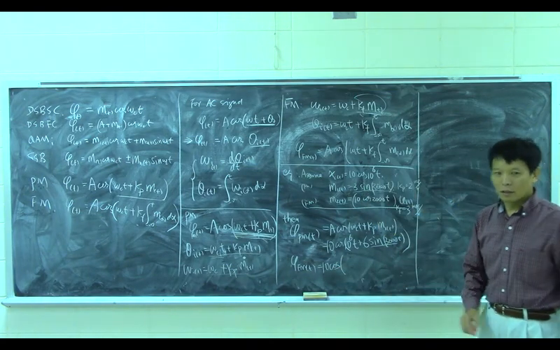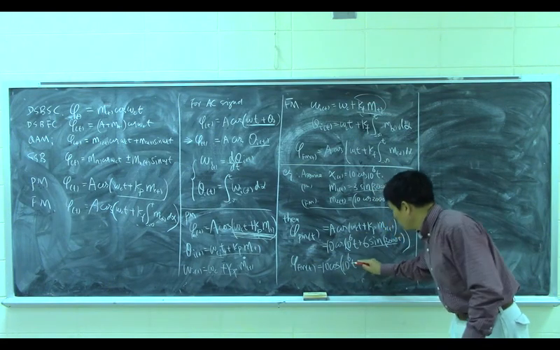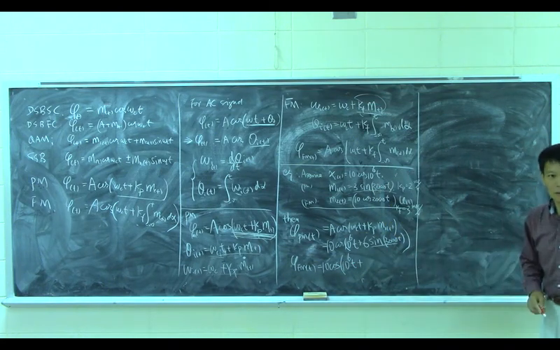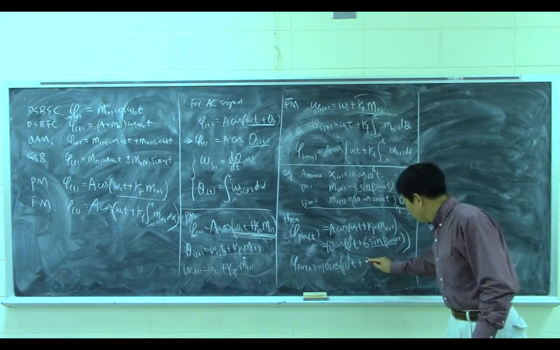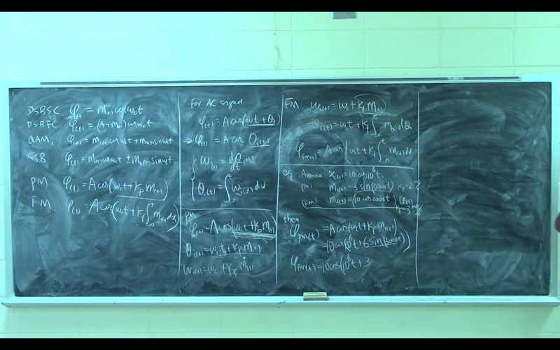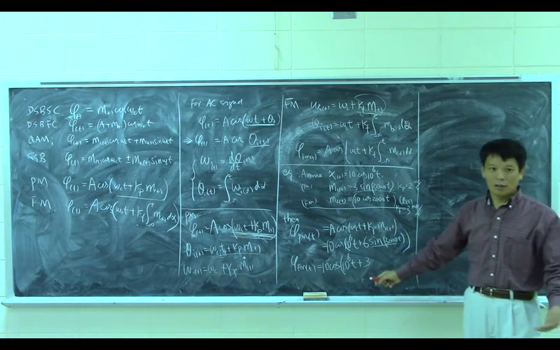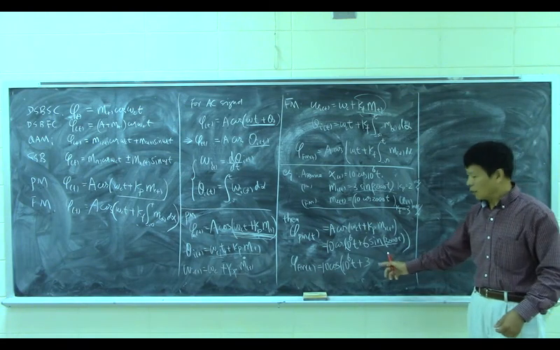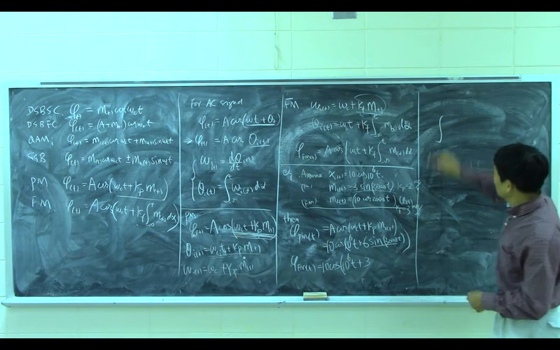Same thing, omega c times t, so 10 to the 6 times t. Then plus what? Kf. What is Kf? Kf equals 3. Good? Now this part. You may not like this one, but I said it's as easy as this one. We just do an integration. So the integration, I put here.